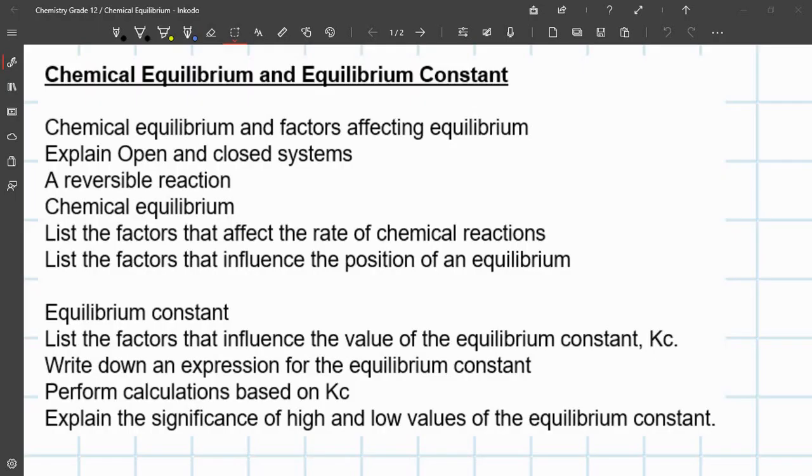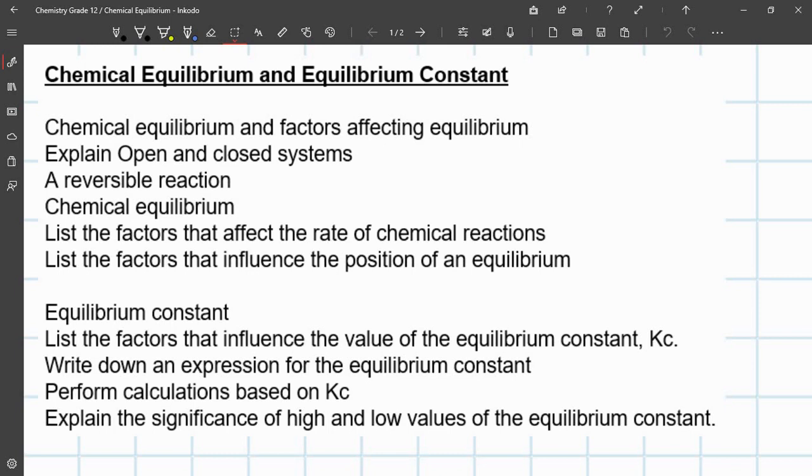Hi guys, in this video we're going to be going over chemical equilibrium and the equilibrium constant. Basically we'll go through some definitions, listing factors affecting chemical equilibrium. We'll explain what the equilibrium constant is, factors that affect it and how to calculate it. We'll also explain the significance of high and low values of the equilibrium constant.